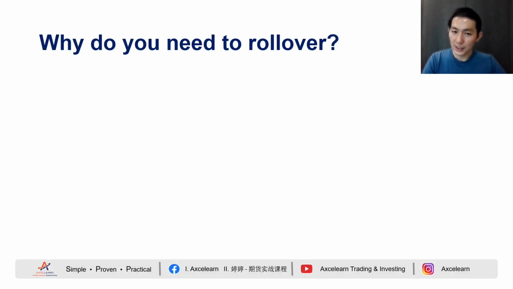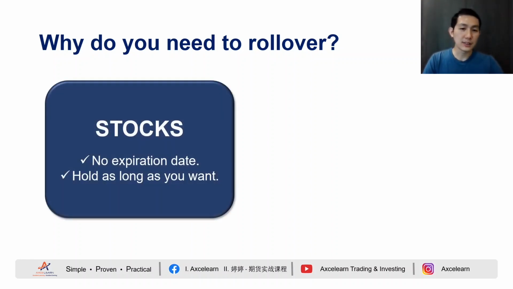So why do you need to roll over? When you buy or sell a stock, you are buying or selling an ownership in a company. There is no expiration date for holding a stock. So you can hold your position as long as you want without needing to roll over to a new contract or position. In stock trading, since there is no expiration for the positions you hold, the concept of rollover doesn't exist.